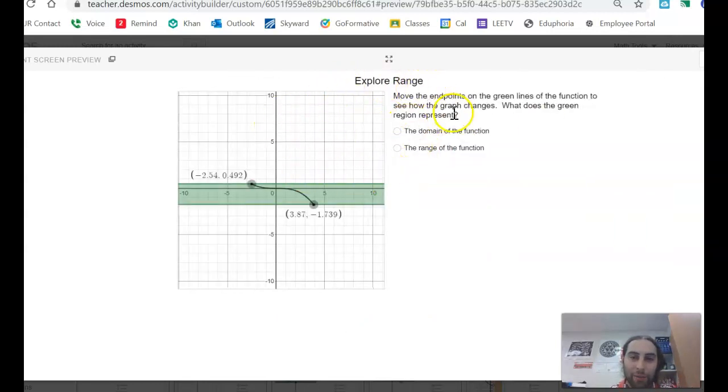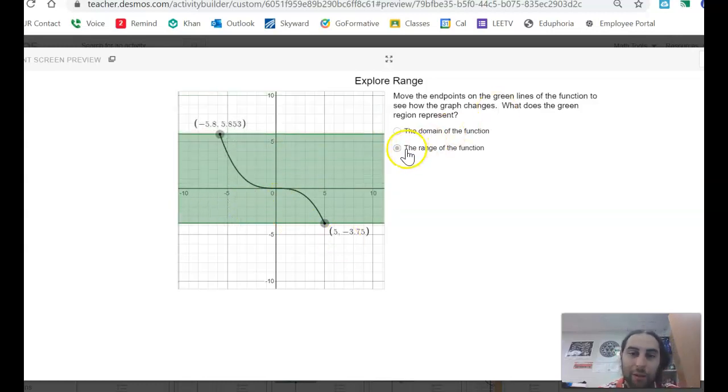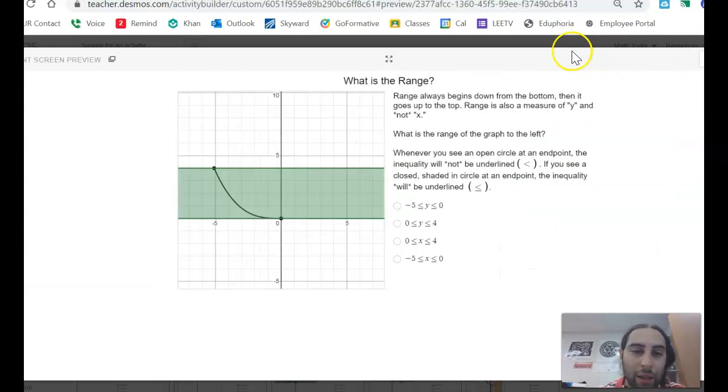Okay, now we're talking about range, which is from bottom to top, okay? From bottom to top. So you can drag this around, take a look at what it looks like, but it is from bottom to top. So the range is from bottom to top. Okay, same thing applies with these underlines and not.